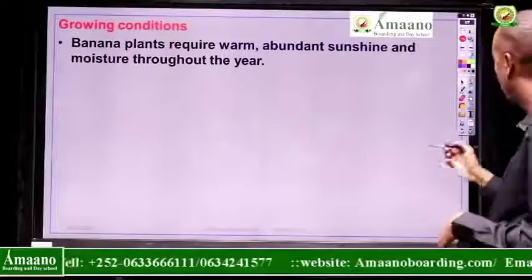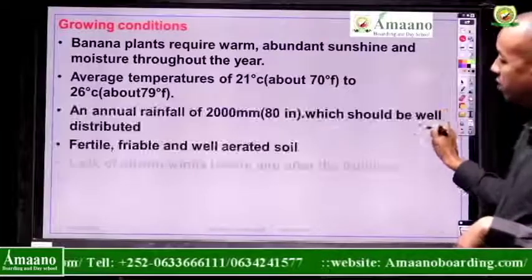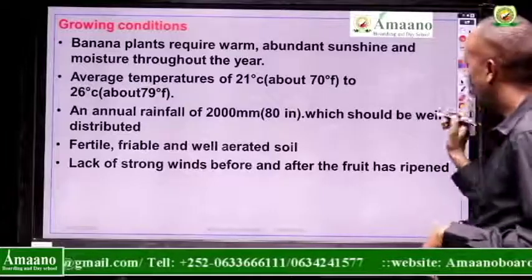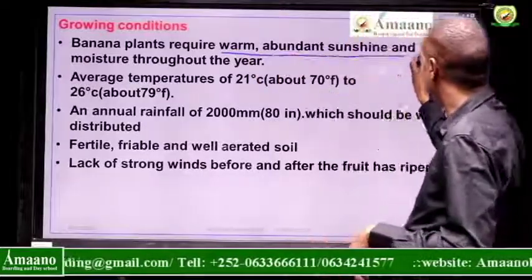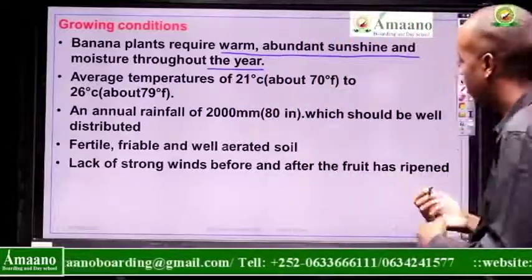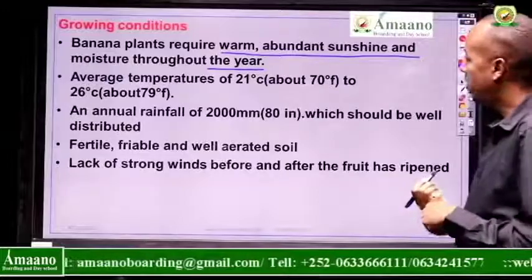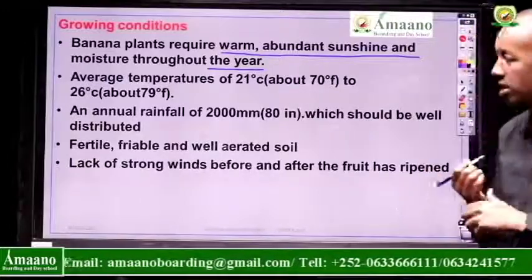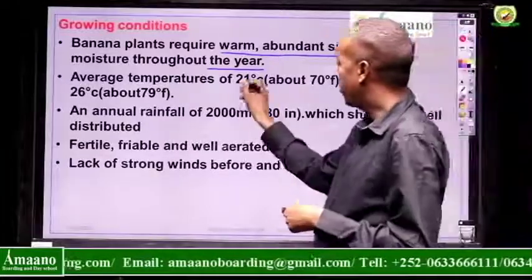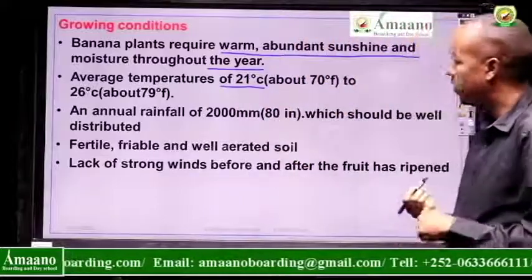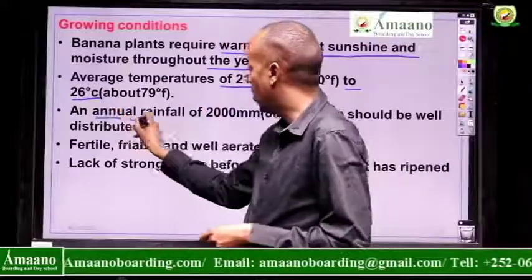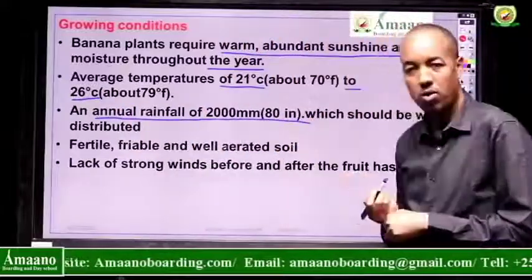Banana plants, what do they require? They require these conditions that you see here. So the conditions of banana, they include what? Number one, warm, abundant sunshine and moisture throughout the year. It needs sunshine that is there all the year, and at the same time it needs moisture, and that moisture should be there throughout the year. It also requires an average temperature of around 21 degrees Celsius to 26 degrees Celsius. It also requires an annual rainfall of 80 inches or 2000 millimeters.